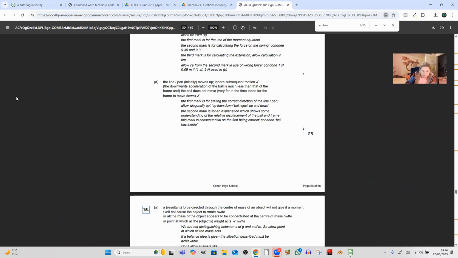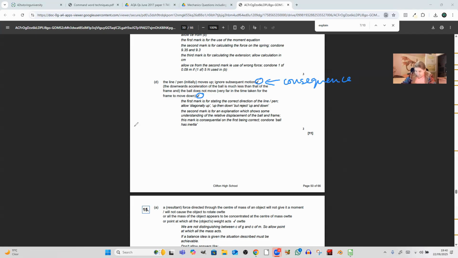Okay, can you see that there is the first mark and there is the second? Okay, so the line or pen initially moves up. So that's our consequence, right? And what you've got to do is, can you see the downwards acceleration of the ball is much less than the frame? They like that, they want it to be there, but it's in brackets.